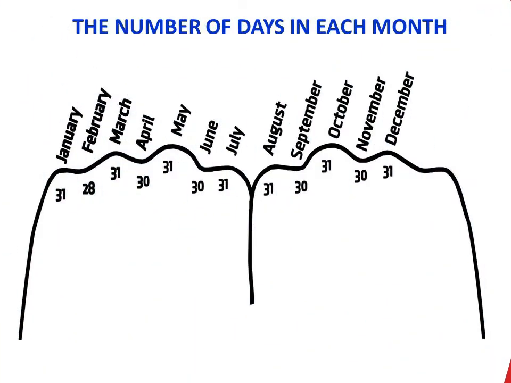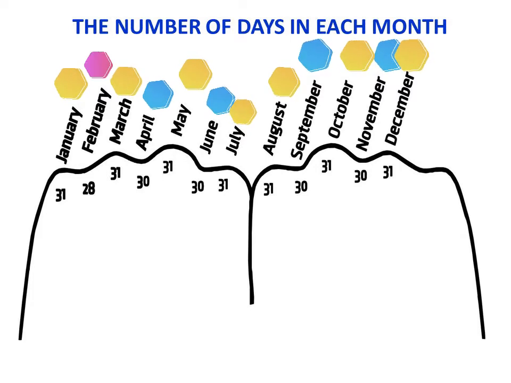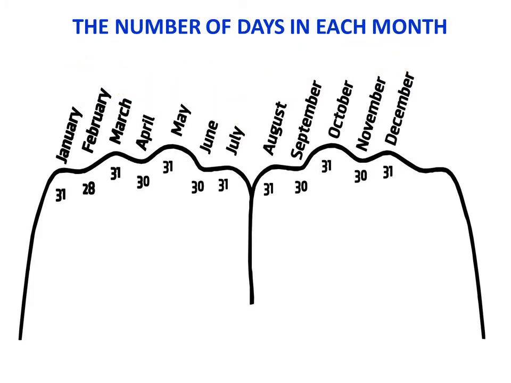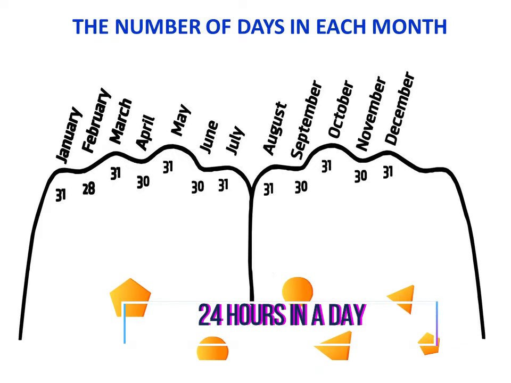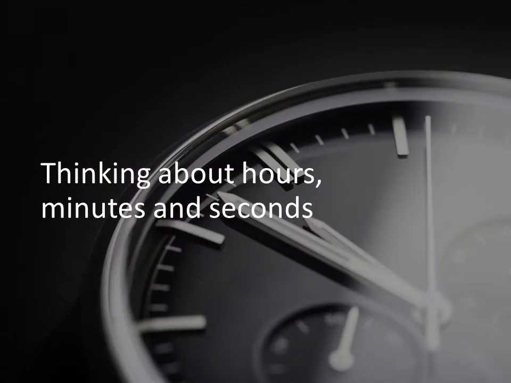Ask the learners to make fists with their hands and hold them up next to each other, like in the diagram above, with their thumbs tucked in. On the knuckle is 31 days and in between the knuckles is 30 days, except February. Ask your learners how many months have 31 days. Ask your learners which months have 30 days.